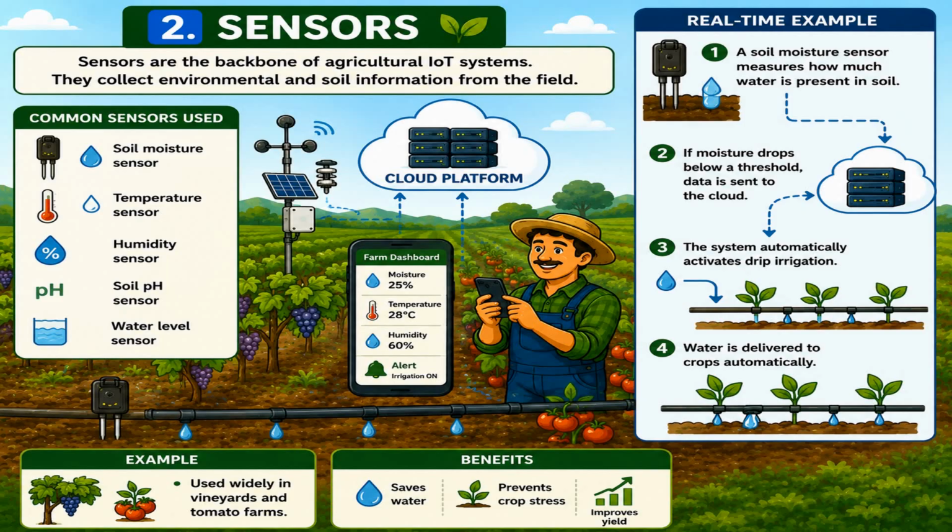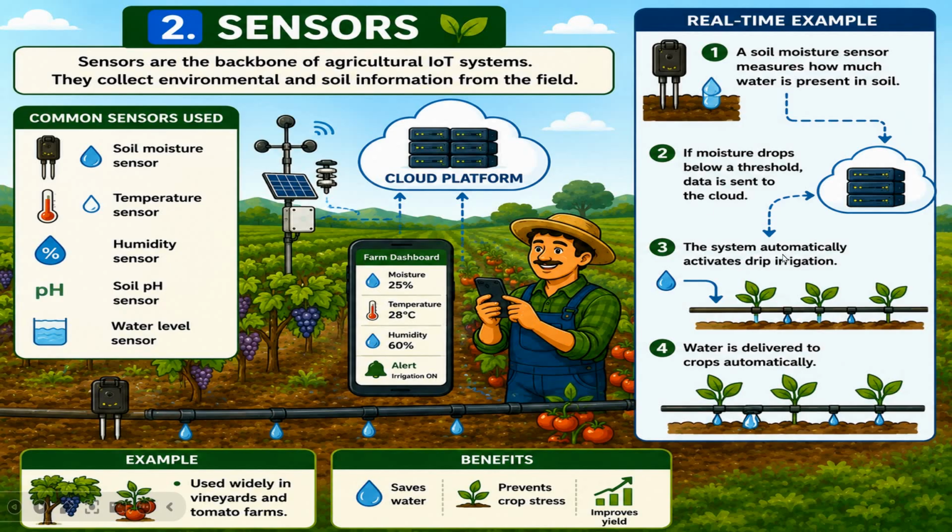These sensors send the data to the cloud platform where the information is stored and analyzed. Then the farmers can view this data on their smartphones through the farm dashboard. And the dashboard displays values such as soil moisture, temperature, humidity, and it will alert whether the irrigation system should be on or off.